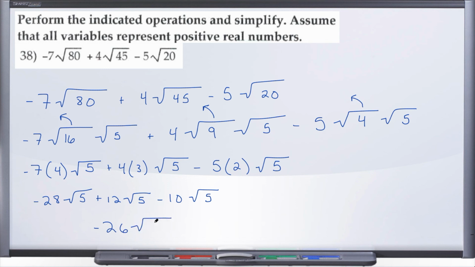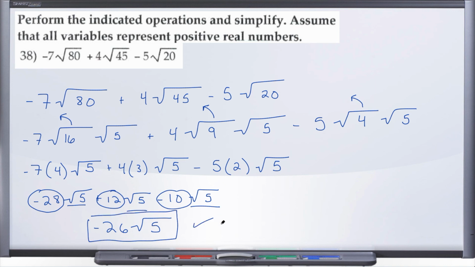-26 radical 5. All right, again, once we have the same radical, we can go ahead now and consider all of these like terms, and so we simply add those coefficients, those numbers in front of our radical. So again, -28 plus 12 gives us -16, -16 minus 10 gives us the -26, and so we arrive at our final answer, -26 times radical 5.